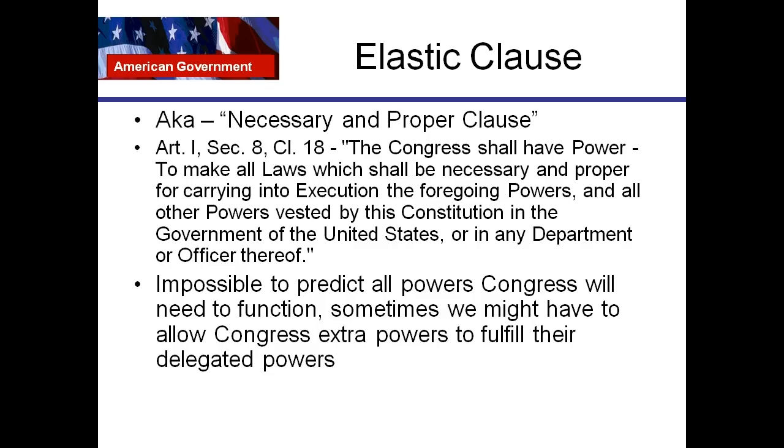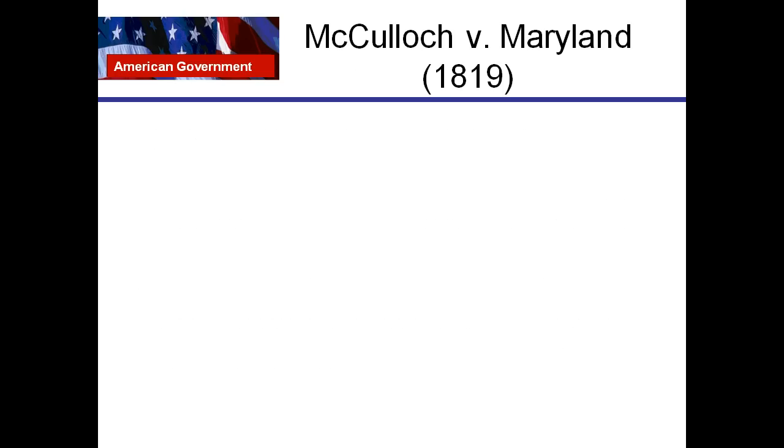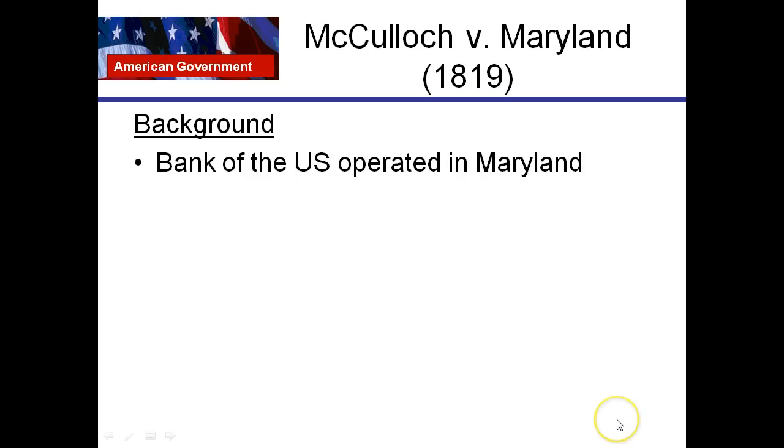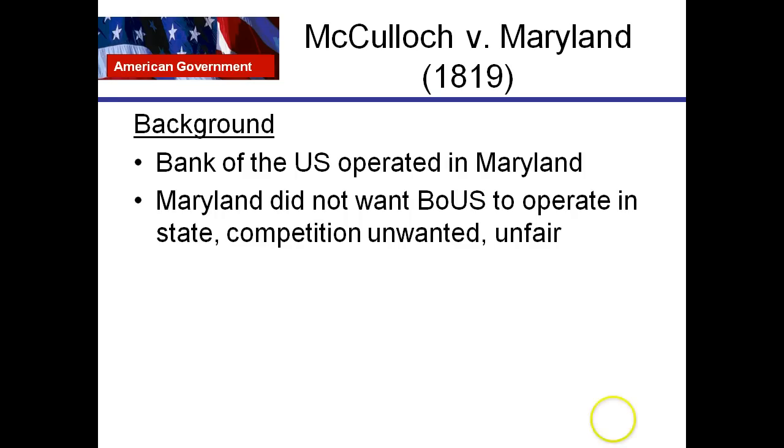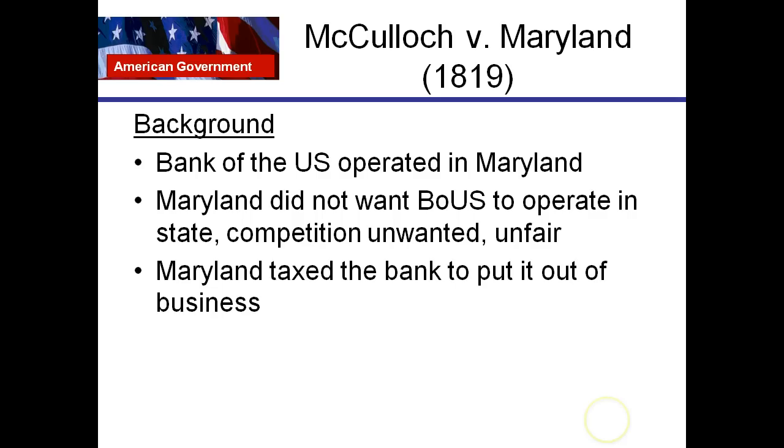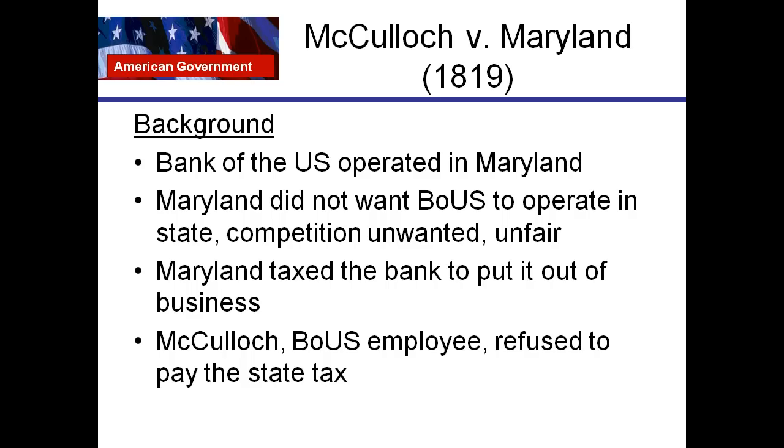Now, the idea of implied powers was established in a groundbreaking Supreme Court case called McCulloch versus Maryland. Here's the background. The Bank of the United States was a national bank operated in Maryland. Maryland did not want the Bank of the United States to operate in the state. They felt the competition was unwarranted, unwanted and unfair. So Maryland taxed the bank to put it out of business. McCulloch, a Bank of the United States employee, refused to pay that state tax.